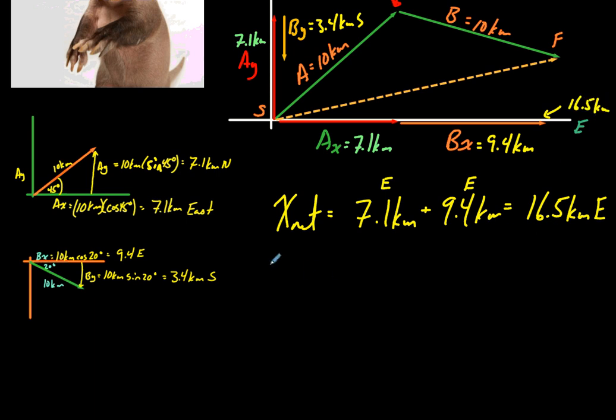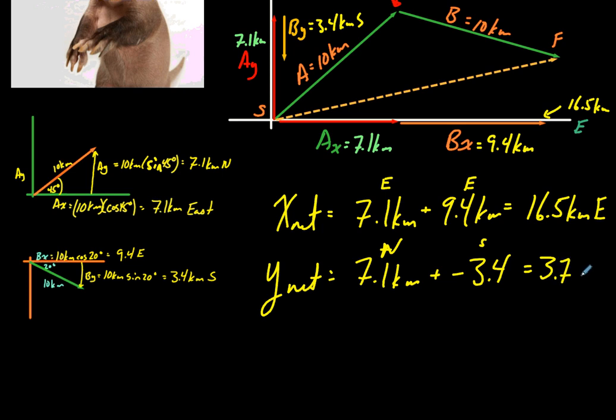Okay. Y net, a little more tricky, because you have 7.1 kilometers. That's to the north. Plus 3.4, but it's in the opposite direction, so we need to bring in that negative sign to represent that it's traveling to the south. And you get 3.7 kilometers left, right, in the north direction.